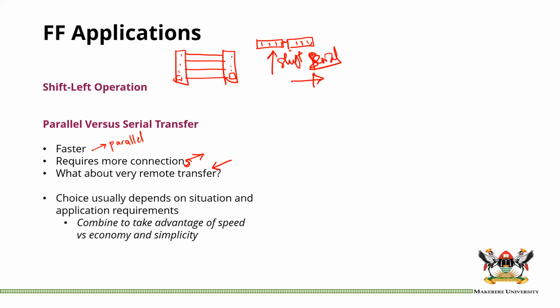But generally, parallel is faster. Unfortunately, it requires more connections, and so it doesn't work nicely for long distances because of the economic cost. Serial transfer is slower because you're shifting information, so you need more clock signals. If you're transferring 8 bits, you need 8 times more time than the parallel transfer. But it works better over long distances because it's cheaper, just one cable, and it uses fewer connections.